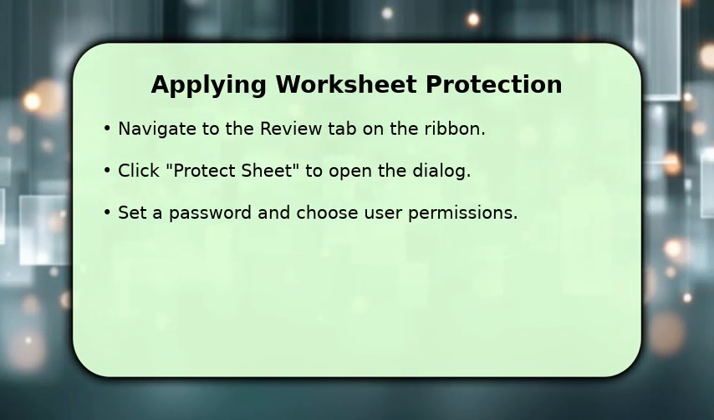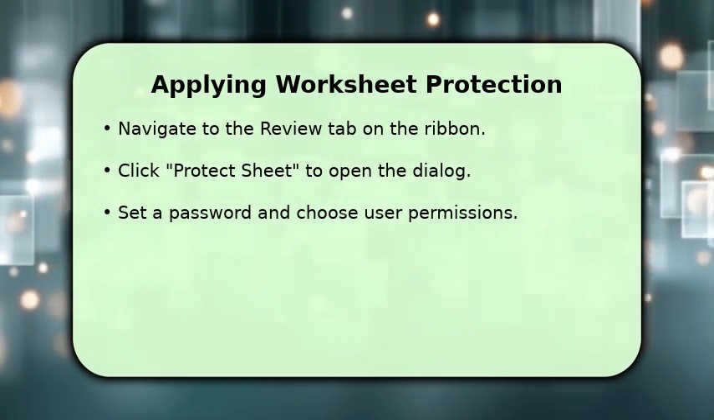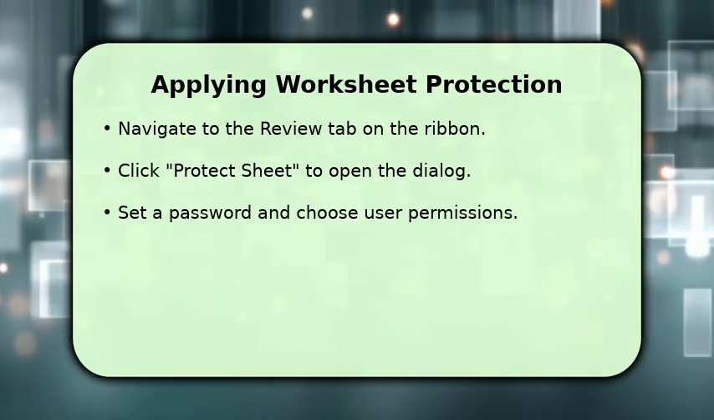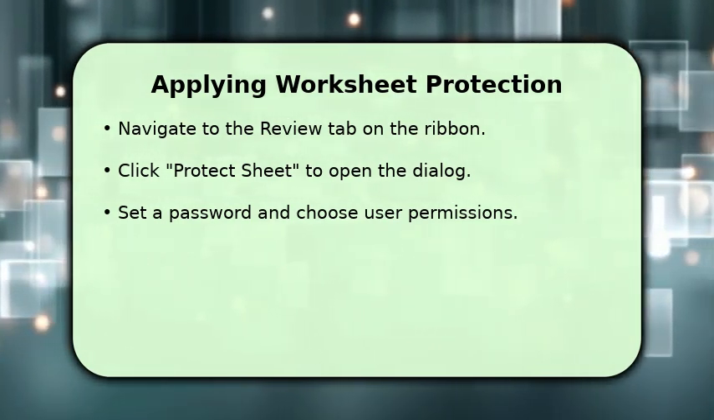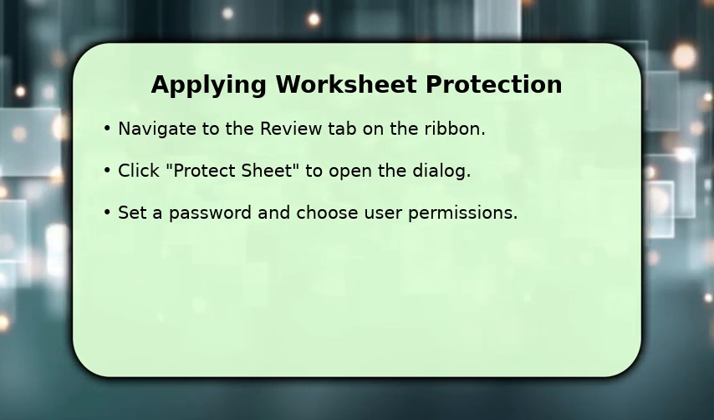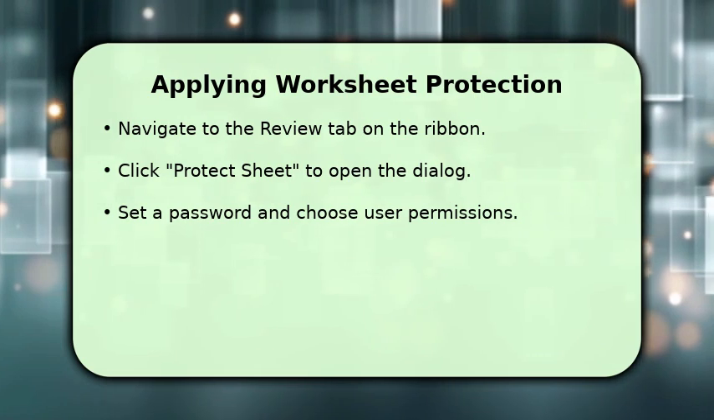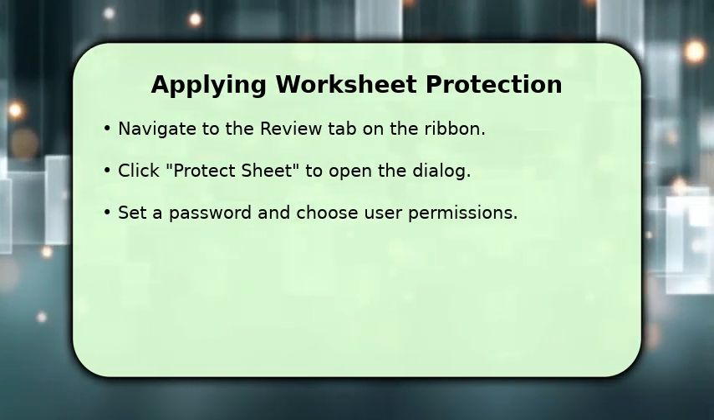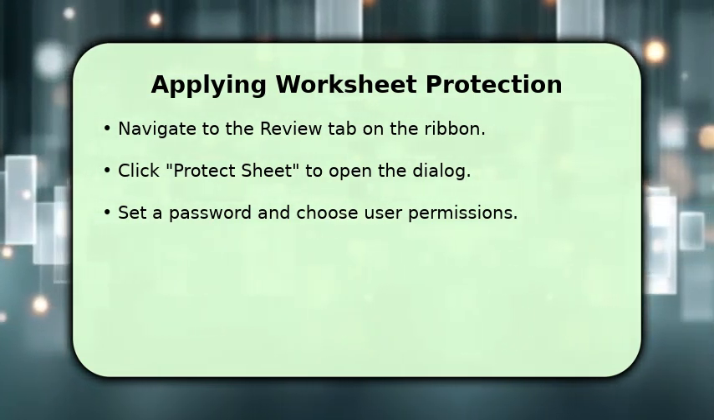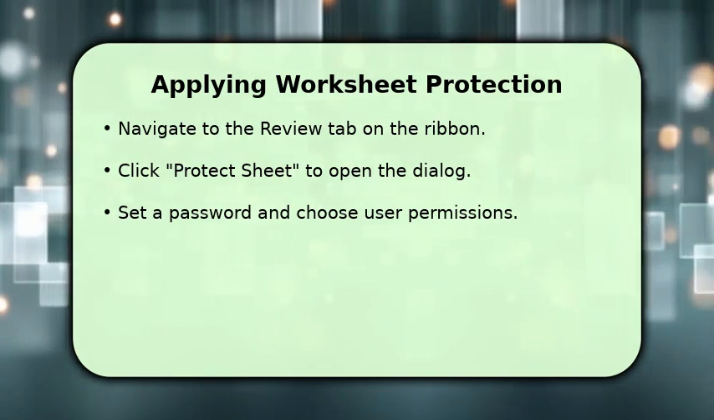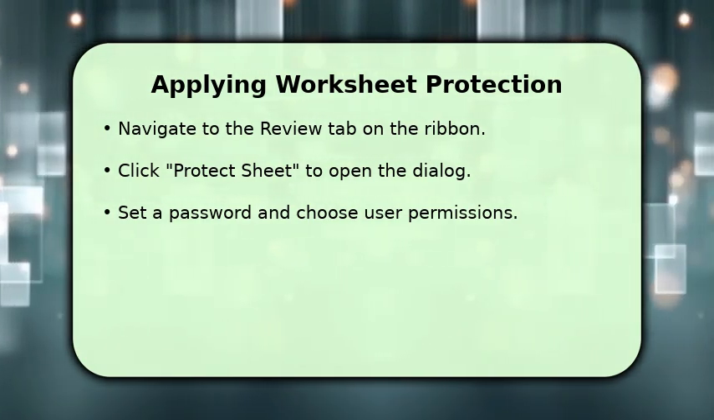Now that you've designated which cells can be edited, it's time to apply the protection. Go to the Review tab on the Excel ribbon and click Protect Sheet. In the dialog box, you can set a password, which is optional but recommended for security. Also, select the actions users are allowed to perform, such as selecting unlocked cells or formatting columns.